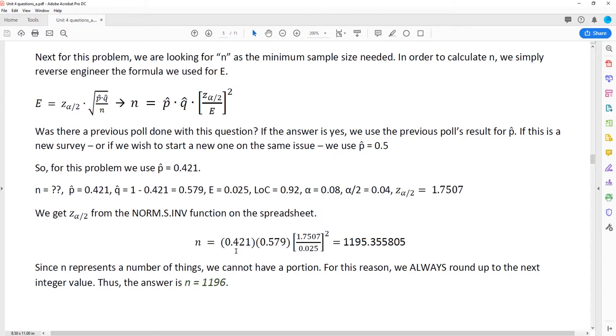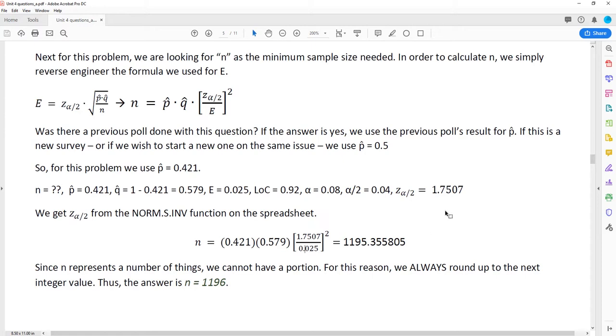When I do the whole calculation by the formula, here I have n equals, this is p hat, this is q hat, this is z sub alpha over 2, this down here is e, and I square that result and multiply it by these things, and I get 1195.355805.